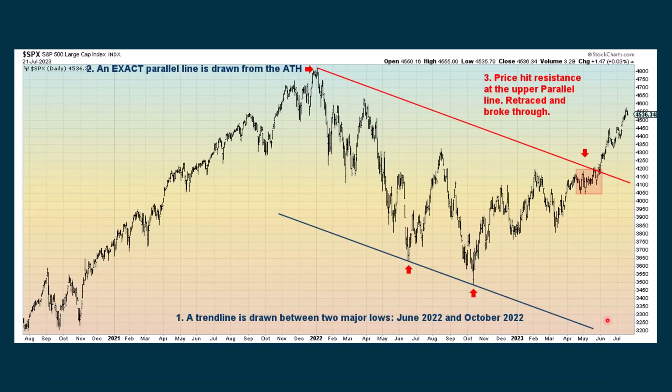This is a chart that I refer to every day in the daily videos, but I haven't been showing it because we're far away from this red line. What I did is look at the lows that we set in 2022, the June low and the October low. I drew a trend line between them. Then I took a parallel line going to the all-time high and drew that red line down.